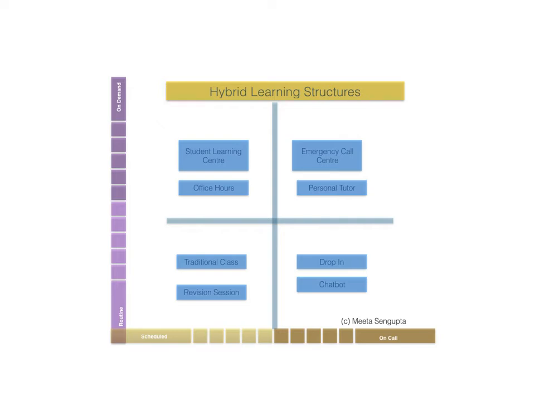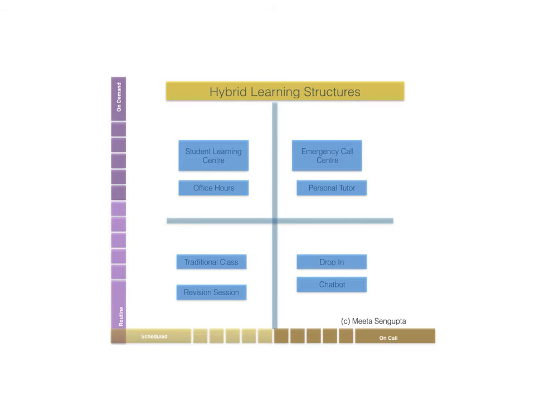If it's routine and on schedule, we used to call it a timetable. It's a traditional class. You could have a revision session. That's the way we've been doing it so far: routine and scheduled learning in our school systems. We could also, going to the right, have routine and on call. So you could have drop-in centers, and that's a part of the routine of your university, possibly. Or you could even have a chatbot that is routinely available 24 hours a day, but whenever the student requires it, on call, that chatbot is available to answer queries about their learning.